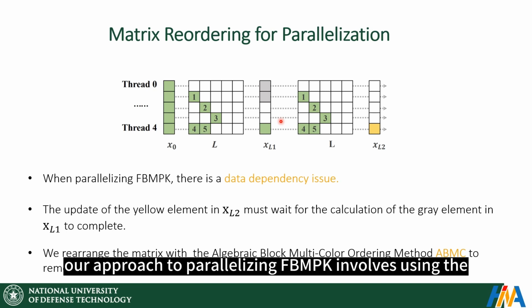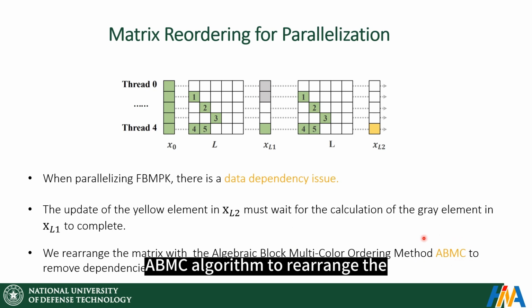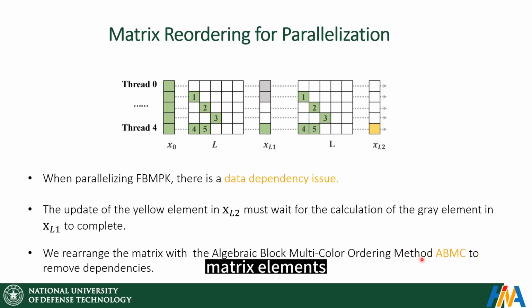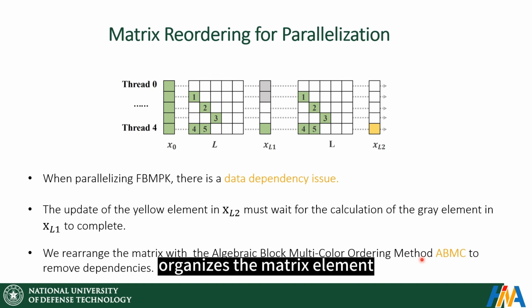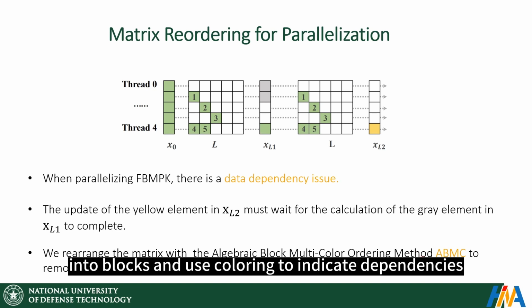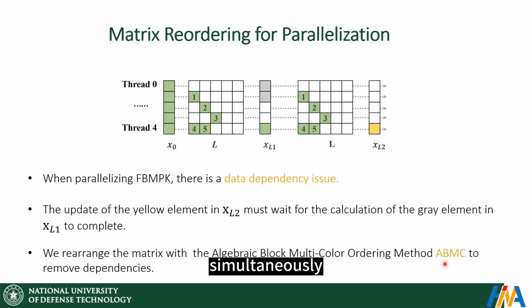Our approach to parallelizing FBMPK involves using the ABMC algorithm to rearrange the matrix elements. The algorithm organizes the matrix elements into blocks and uses coloring to indicate dependencies. So blocks with the same color can be processed simultaneously.